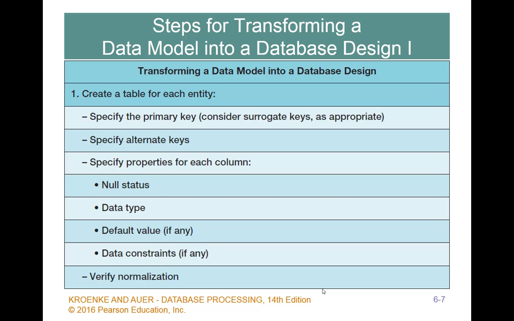So the book breaks down different steps for transforming a data model into a database design. The very first step is to create a table for each entity, and along with creating a table for each entity, we need to make sure that we specify what our primary key is going to be, and then at that particular point we need to consider if surrogate keys are appropriate or not appropriate. We need to make sure that we specify any alternate keys, which is the same thing as a candidate key possibility. And then for all of our columns or our attributes, we need to make sure that we determine what the null status is, data types, any default values, constraints. And then finally, the last step in step 1 is to verify our normalization principles.